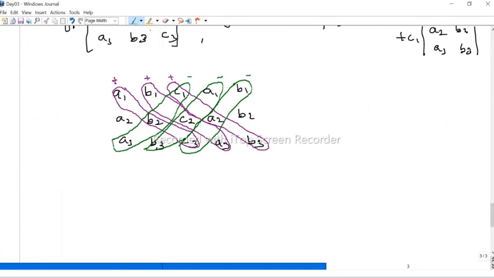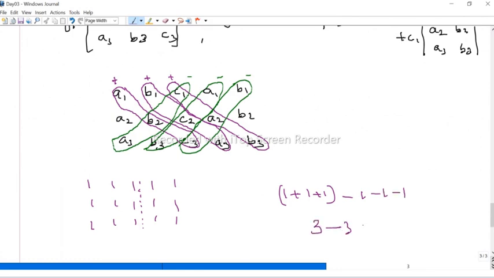For example, if we take a special matrix, 1 1 1, 1 1 1, 1 1 1, where everything is 1. Now I write the first column and the second column. Our original matrix is a 3 by 3 matrix. Now the product of each diagonal is 1 into 1 into 1, so 1, plus another diagonal is 1, plus 1. So that is 3. These are the off diagonal values, minus again everything is 1, minus 1 minus 1 minus 1, which is nothing but 3. Therefore 3 minus 3 equals 0. Therefore the determinant of this 3 by 3 matrix is 0.